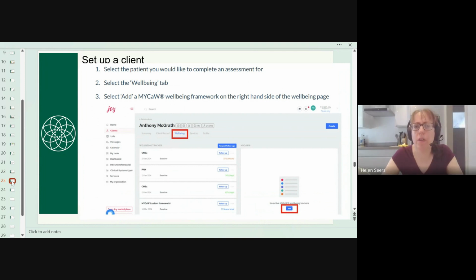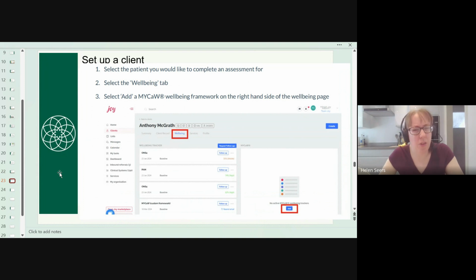So what we're going to do is I'm going to show you from my perspective how it looks and the screenshots of how it looks. And then I'm going to hand over to Ryan for a little bit of a live demo, and you can ask practical questions there. So I am not an expert on Joy, I'm an expert on MyCore. So between us, Ryan and I will sort this out. So as I understand it, you go into the MyCore system and you can set up a client. You can put the person's details in that you'd like to complete an assessment form, and you click on the Wellbeing tab and you select Add MyCore. They call it the Wellbeing Framework.